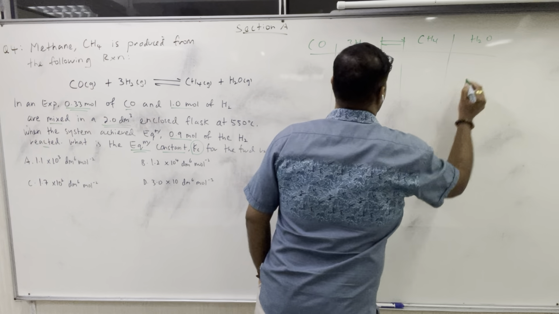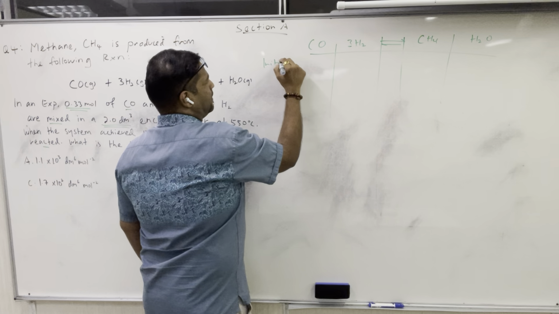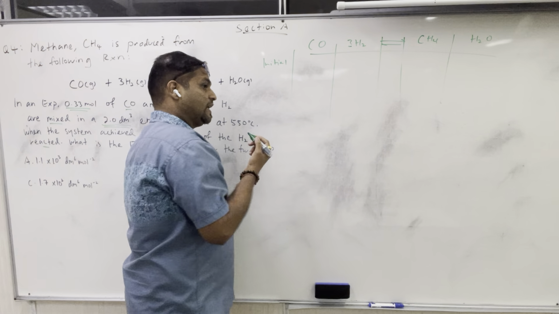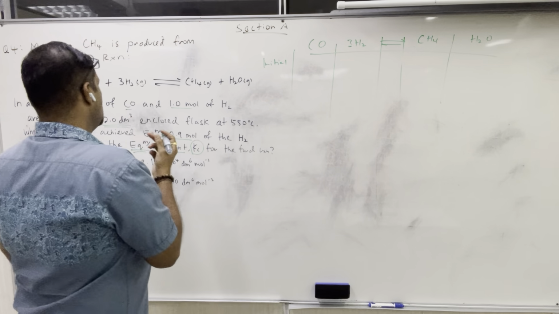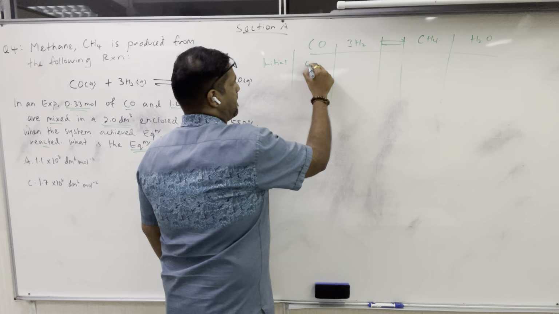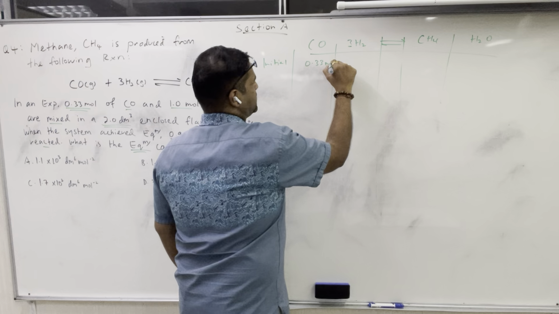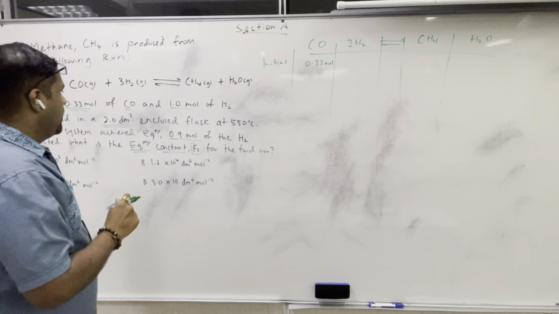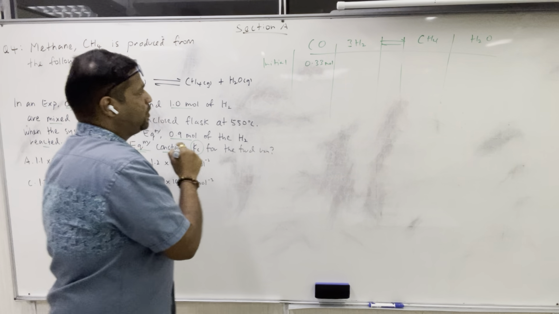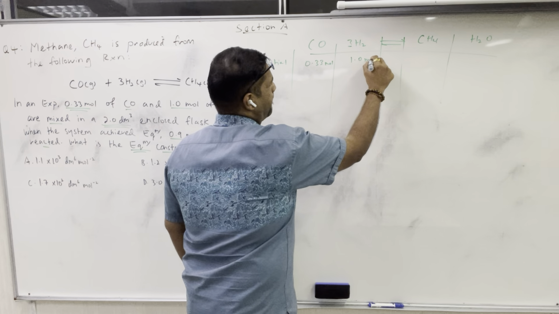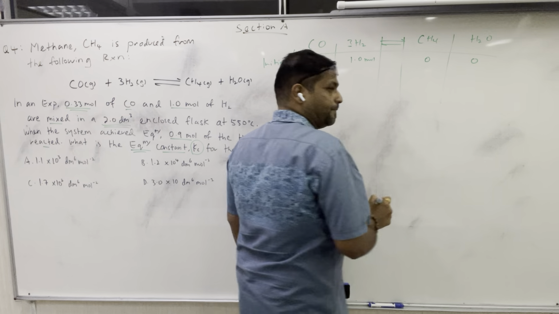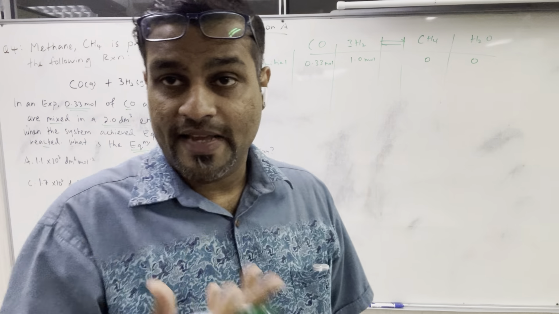Now we're going to find the initial mole. We need to know the initial, the change, and the equilibrium, right? So the initial mole for carbon monoxide is 0.33. Please mark it clearly in the table. The initial mole of hydrogen gas is 1.0. And obviously initially for methane and water it will be 0, because it is not yet dissociated.